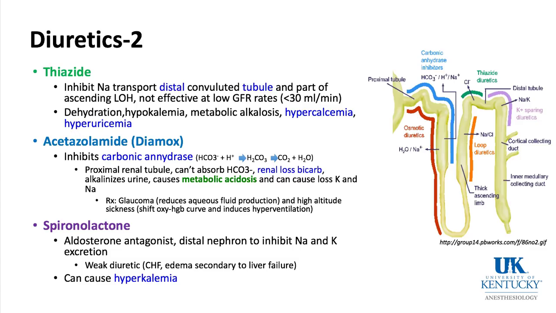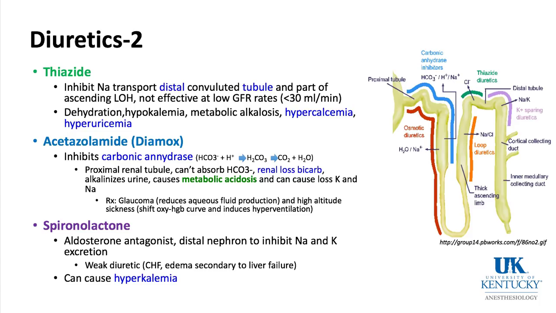Diuretics, and where do they work? The thiazide diuretics versus acetazolamide or Diamox, which is a carbonic anhydrase inhibitor, versus spironolactone, the aldosterone antagonist. They're color-coded here that thiazides, green, act at the distal convoluted tubule, and they're not very effective when someone has a really bad kidney. And you know that if someone has a really bad kidney, we crank it up and give Lasix or Bumex to them instead of thiazide diuretics.